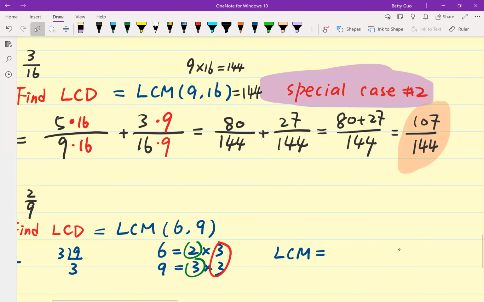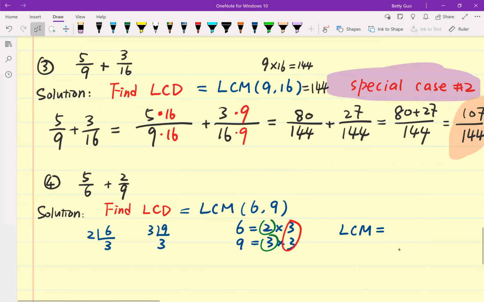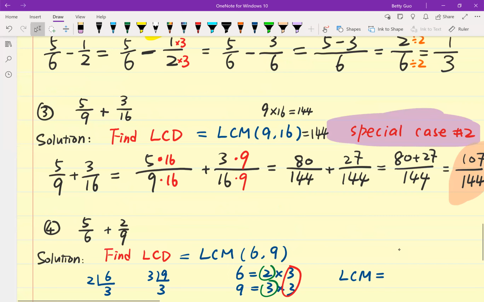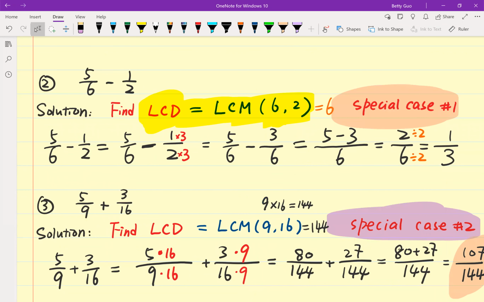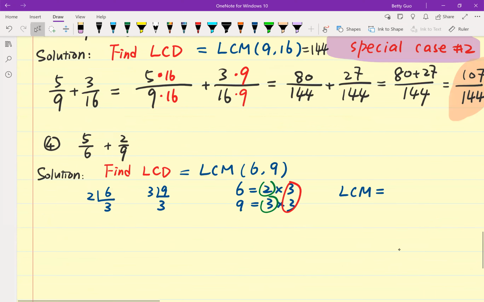So that is number 3. Number 3, when we add two fractions, they have different denominators. Well, we need to find the least common denominator, right? When we find the least common denominator, that is special case number 2. You see that? Number 2 is special case number 1. Number 3 is special case number 2, right? Yeah. So let's see number 4.